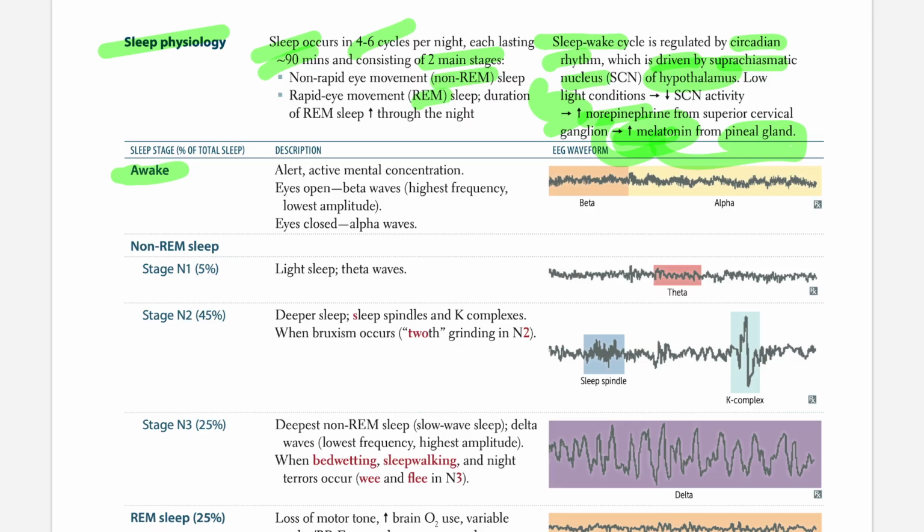And for the wake, an awake patient is alert, active, with mental concentration. When you have eyes open, you will have the beta wave. B for the eyes open, right? And that's how you can remember the beta waves. Eyes closed, the alpha waves.